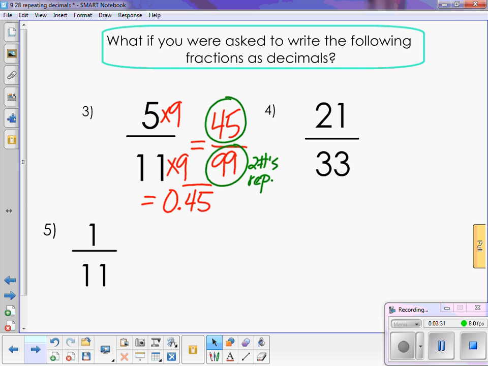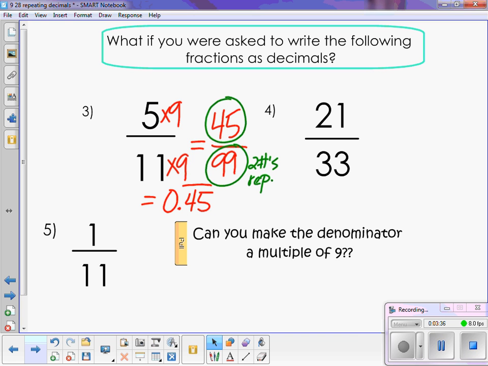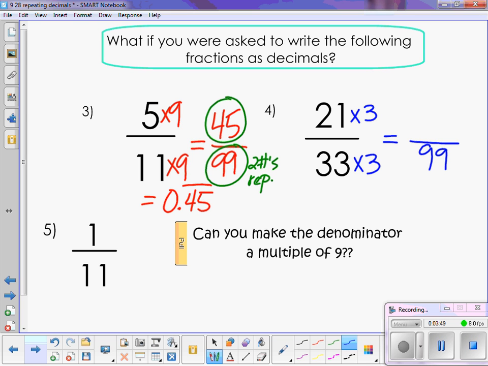Number 4, there's my little note. And number 4, 33, I can multiply 33 by 3 and get a multiple of 9 in my denominator. So I'm going to multiply the numerator by 3 as well, and that would give me 63. So this tells me I have two numbers that are being repeated because I have two 9s in my denominator, and those two numbers that are being repeated are the 6 and the 3. So this would be 63 hundredths all repeated as a decimal.